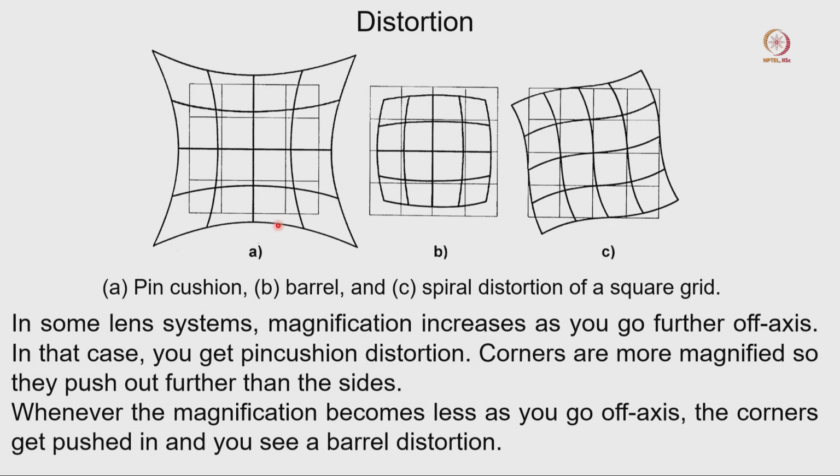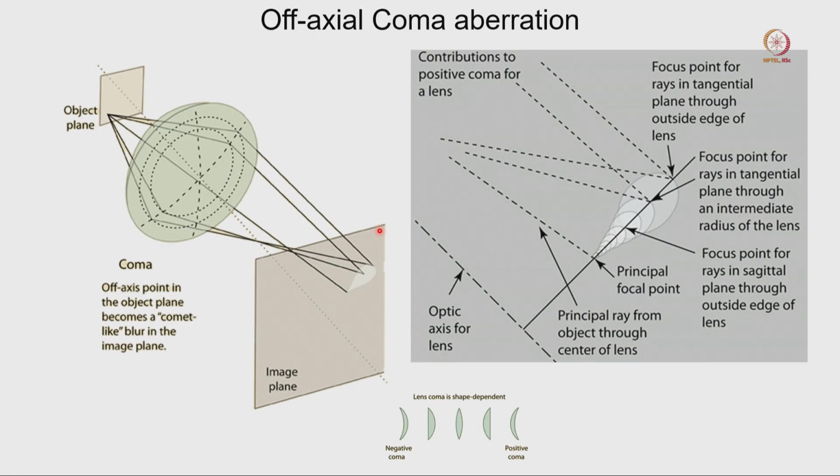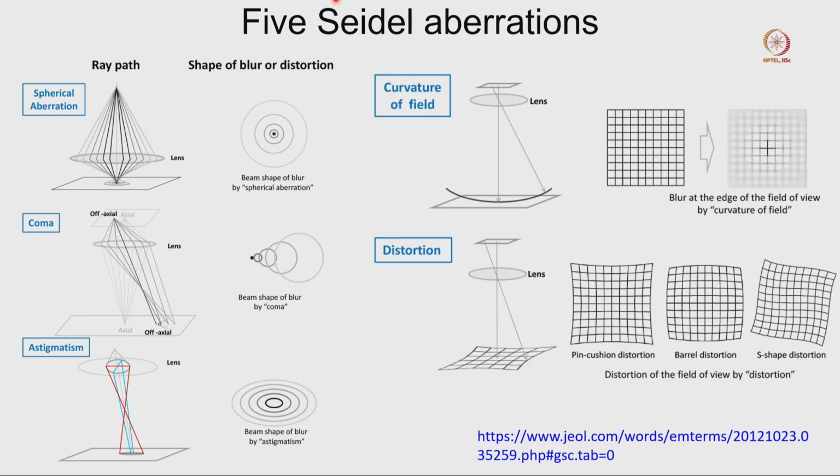Here I am showing you 5 different types of aberration altogether. Where you have spherical aberration, you can see that whenever rays are near the lens, they converge at a different position.